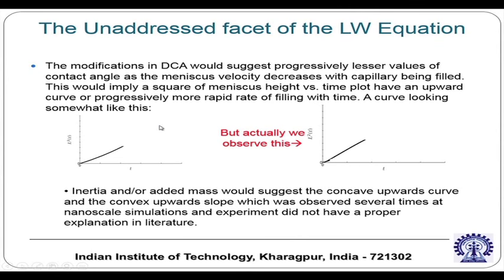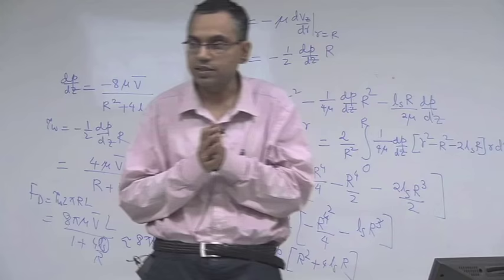This is what is predicted by the standard dynamic contact angle model, but actually we observe a decreasing trend in L square versus t over the scales that we are considering, and not the increasing trend that we see over some elevated length scales. So, the question is, where is the fallacy and how can we account for that by combining the modified Lucas-Washburn theory with the molecular dynamics simulation results. We will take up this issue in the next lecture. Thank you very much.